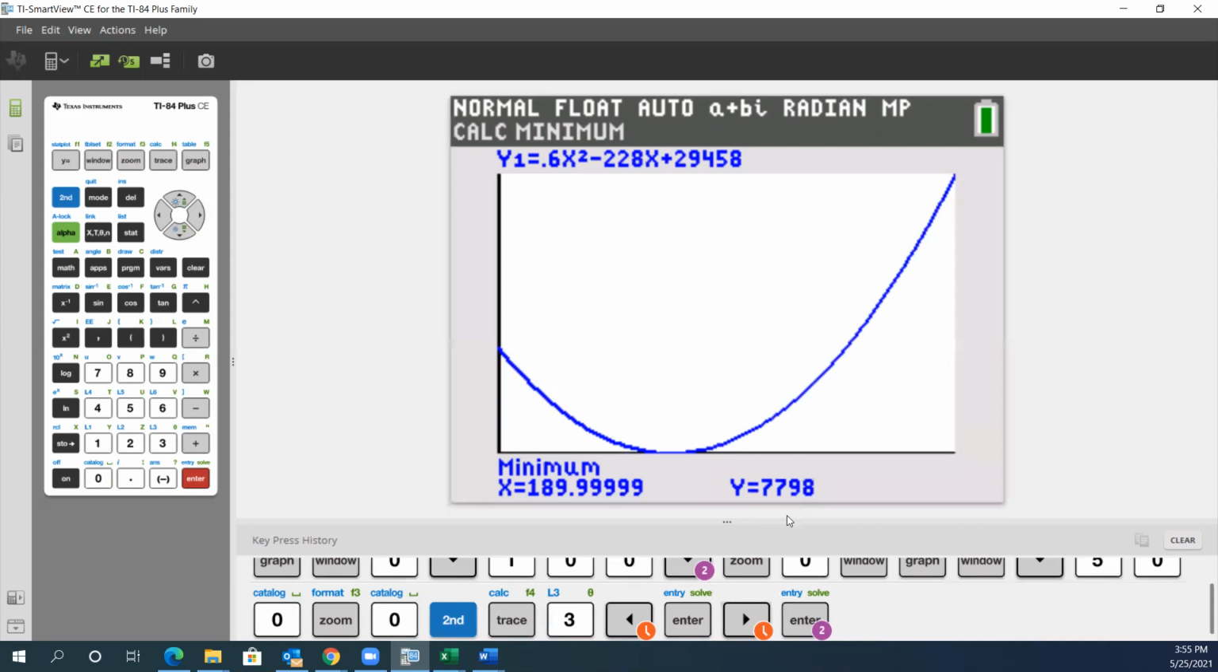So what that means is, in order to minimize the cost for each machine, they need to make 190 machines. And the minimum cost per machine at that point is going to be $77.98 per machine. These things are kind of spendy. But then again, they're really, really helpful. So that is the lowdown.